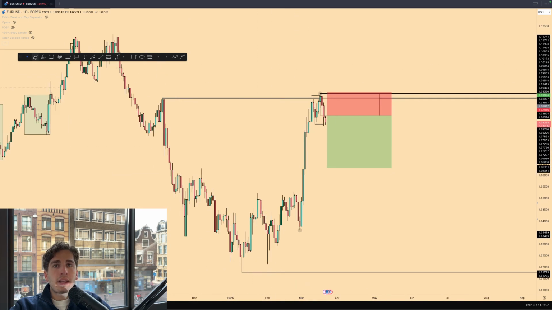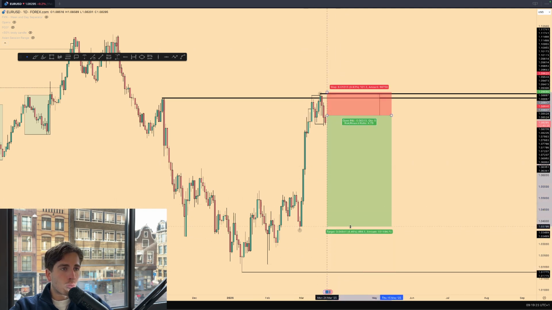Overall, I'm not favoring a massive correction just yet on EURUSD. I wouldn't hold this all the way back down into like 104 whatsoever. This would more be like a 1 to 2 position if you would take it with a wider stop loss, something like that.